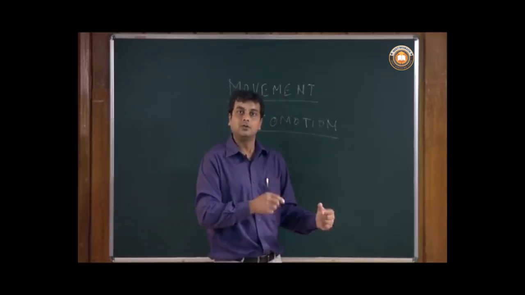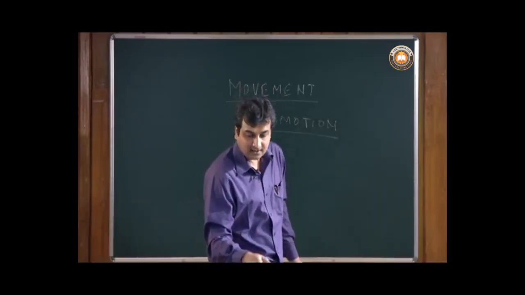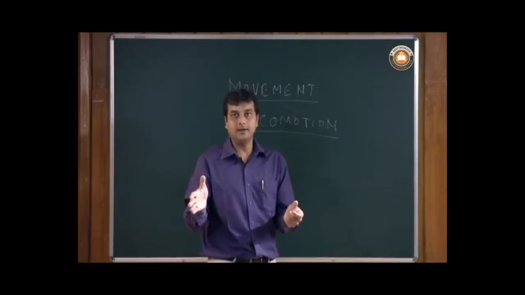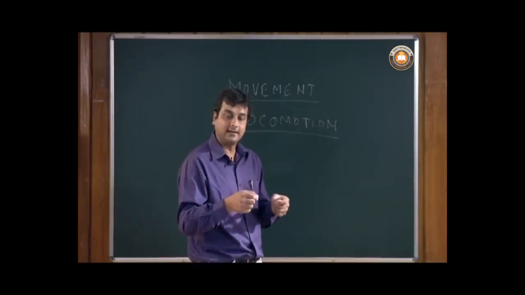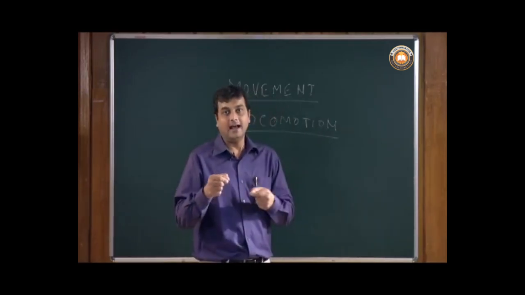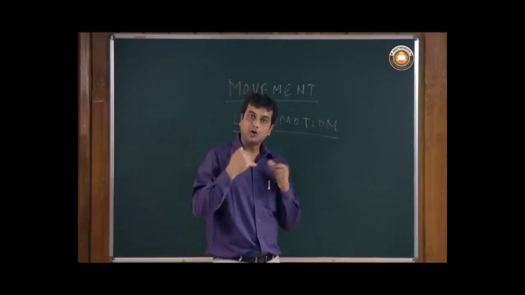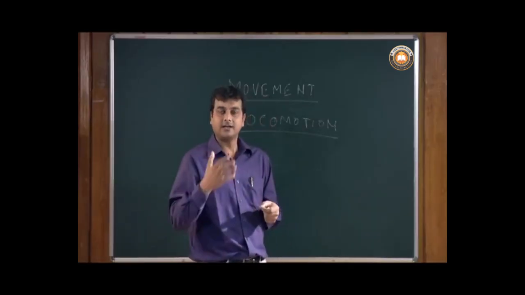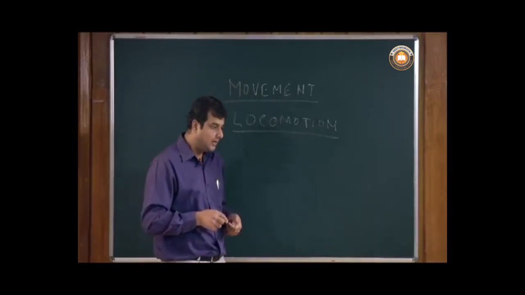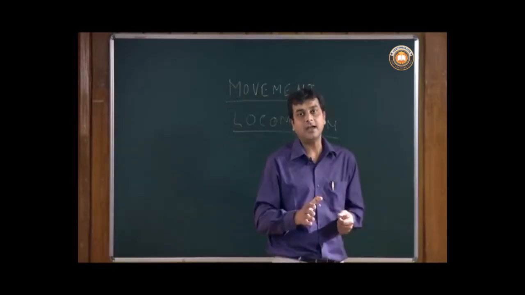locomotion. So, we can rephrase as shown in the slide: all locomotions are movements, but all movements are not locomotion. That means each and every locomotion involves some sort of movement, but the movement of the hand is not showing any kind of displacement, so we cannot call it locomotion. The movement of the tongue, jaws, or any other movements taking place inside the body, we do not call locomotion. So, there is a clear-cut differentiation between locomotion and movement.